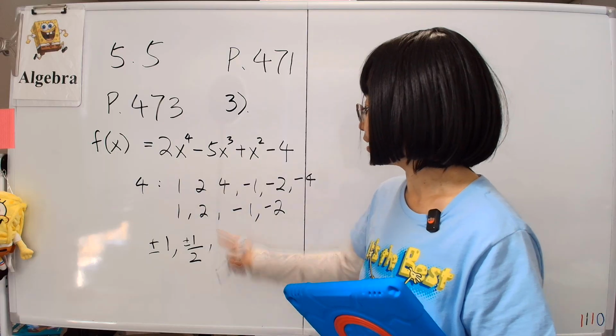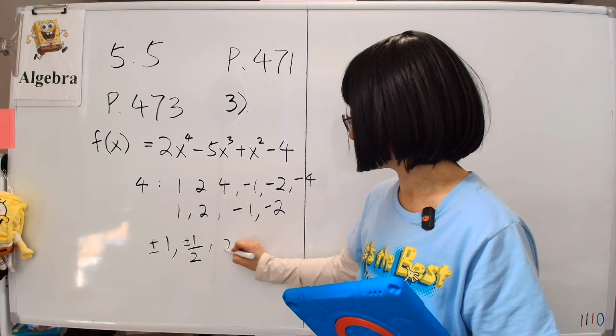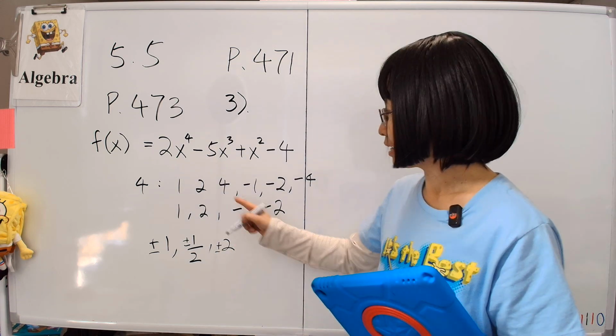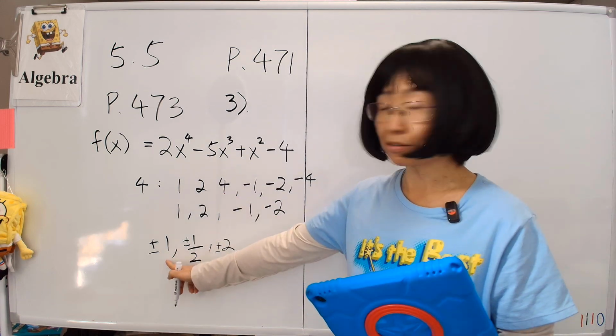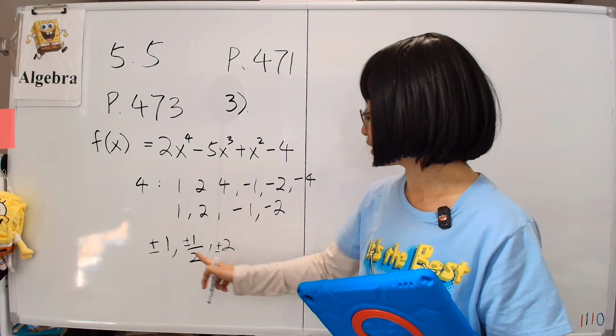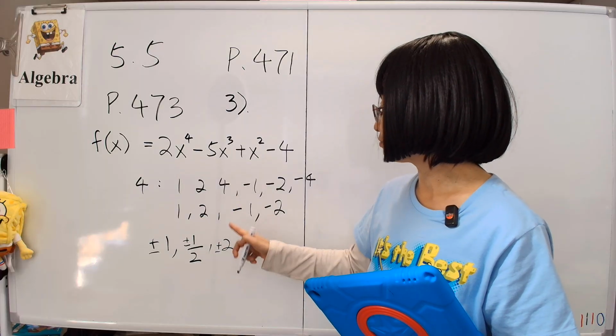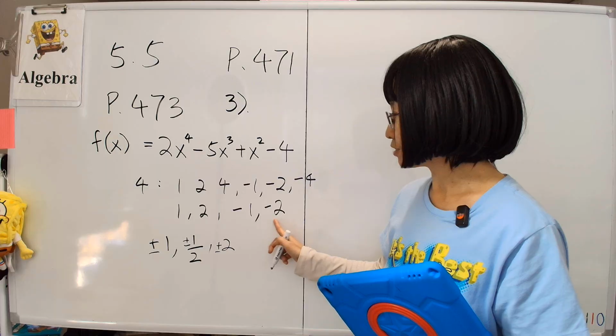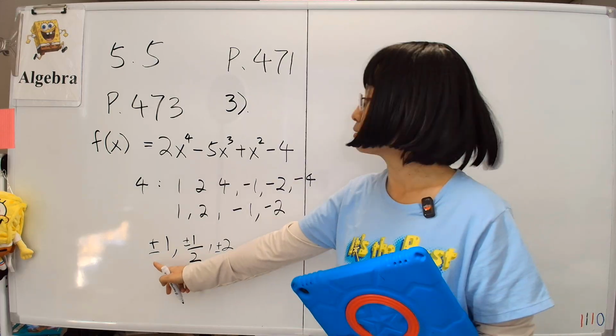Next, we'll start here. 2 over 1 is 2, okay? And then we'll just always write down the plus minus 1. And then 2 over 2 is 1, which we already did, is right here. So we don't have to write that. And then 2 over -1, we already did that. 2 over -2, we already did that. That's plus or minus 1.